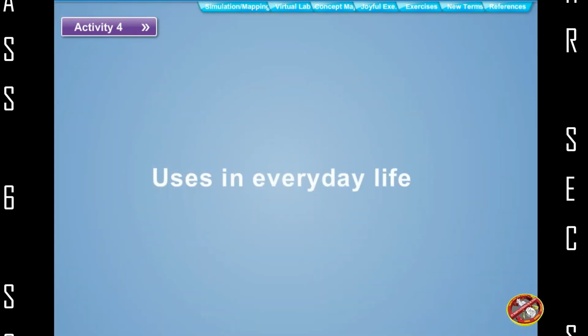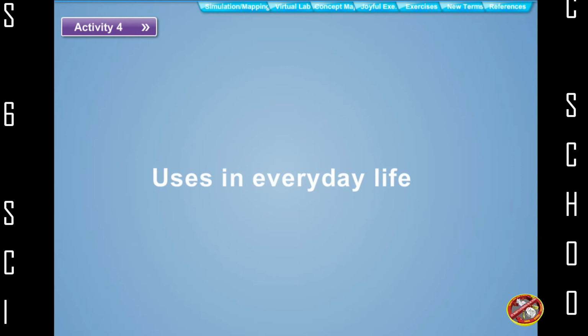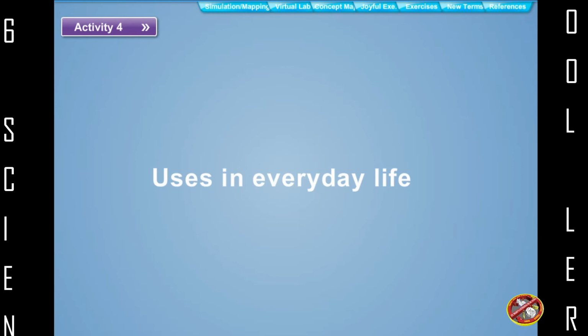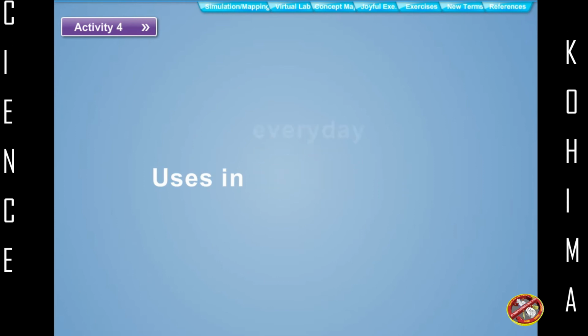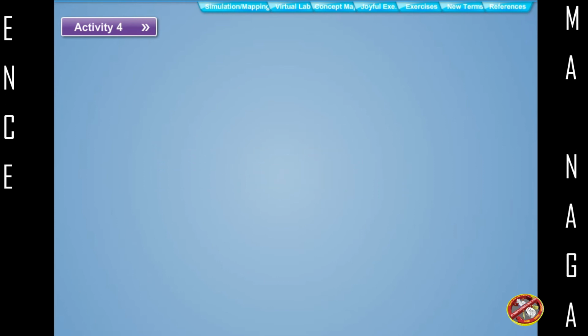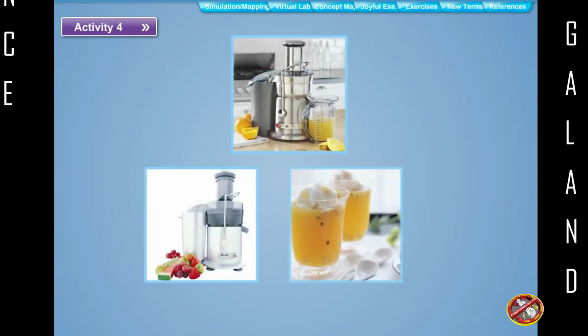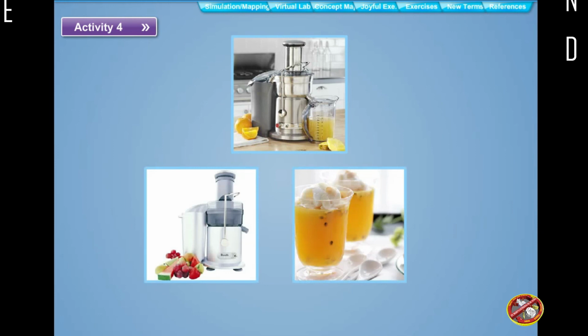Uses in everyday life. The process of filtration is commonly used in our everyday life. For example, fruits and vegetable juices are usually filtered before drinking to separate the seeds and the solid particles of pulp.